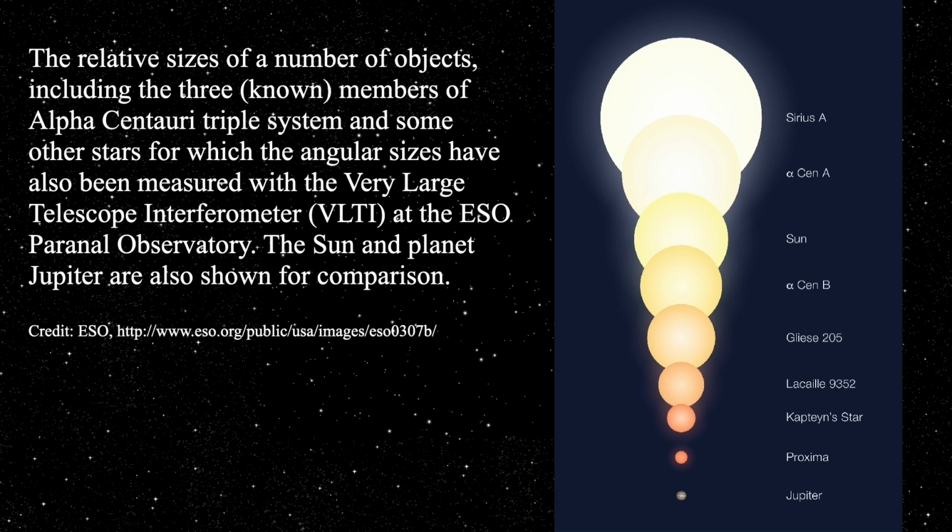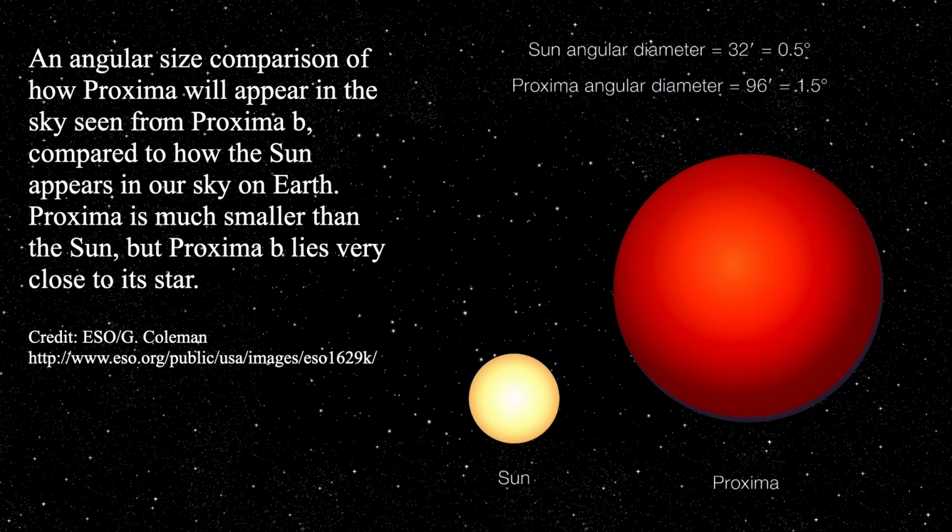Why? Fusion. All right. The angular size: if you were on Proxima Centauri b, on the planet, how big would the star look in the sky? It's actually much, much, much larger. It would look really big.